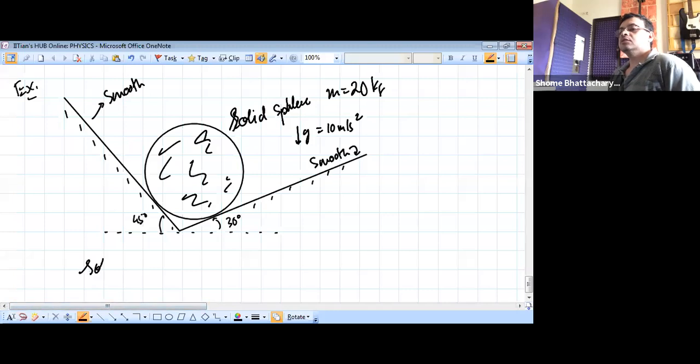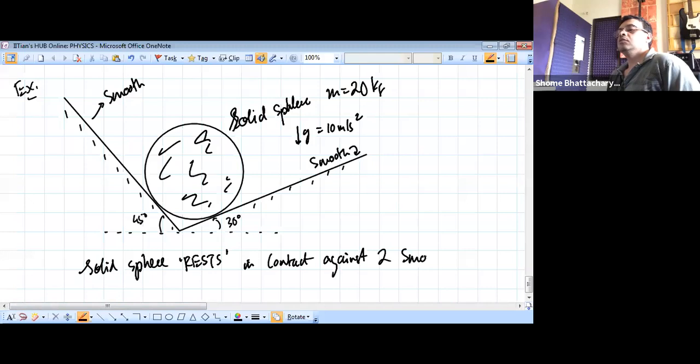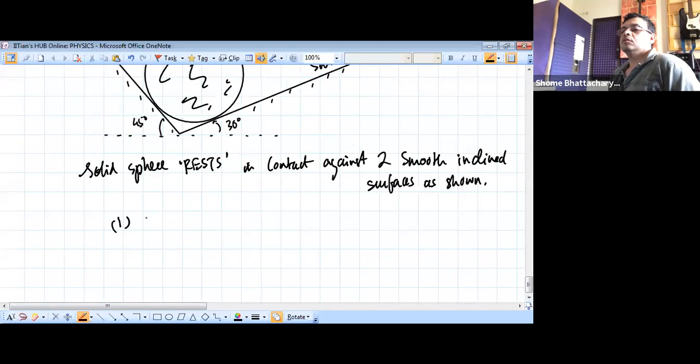So the solid sphere rests in contact against two smooth inclined surfaces, as shown. So, make the free body diagram and show all forces on the sphere.